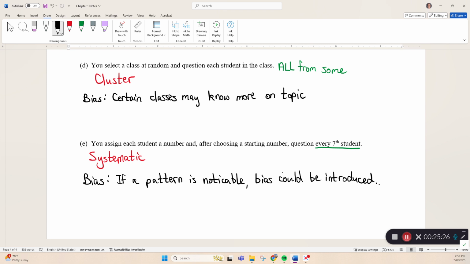So, anyways, there's our example. We talked about how to collect data. I wish we had more time to go into it deeper, but in this class, we don't. So that's all of chapter 1.